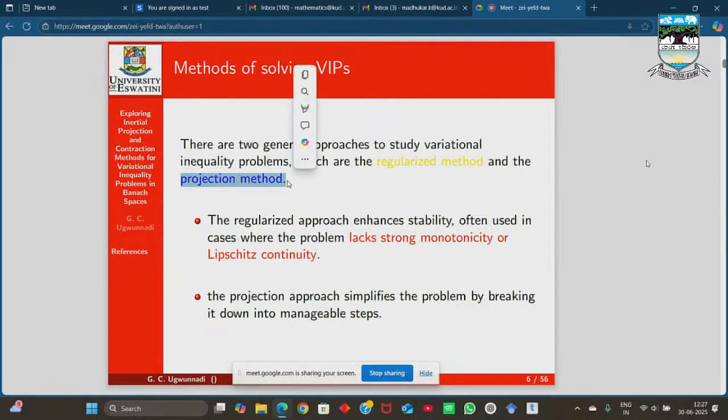Then in the regularized method, we always lack strong monotonicity of the operator involved, and we lack what we call Lipschitz continuity. So our major goal here is to go via the projection approach. That is what we are going to discuss now.